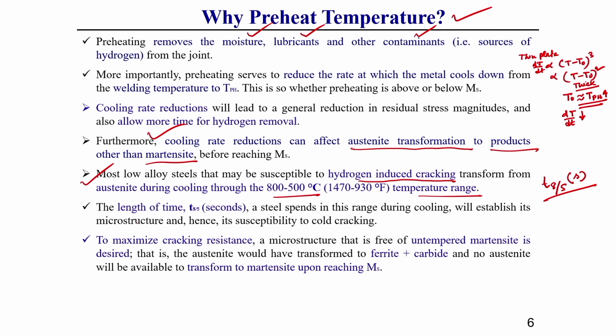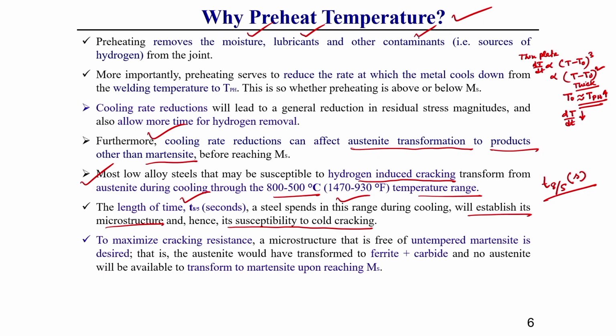So, that is why here I have written the length of time T 8 by 5 is still spent in this range during cooling will establish its microstructure and its susceptibility to cold cracking. This you should keep in mind. That means, if the microstructure is martensitic type, then it will be less susceptible to cracking. That means, it will crack easily.